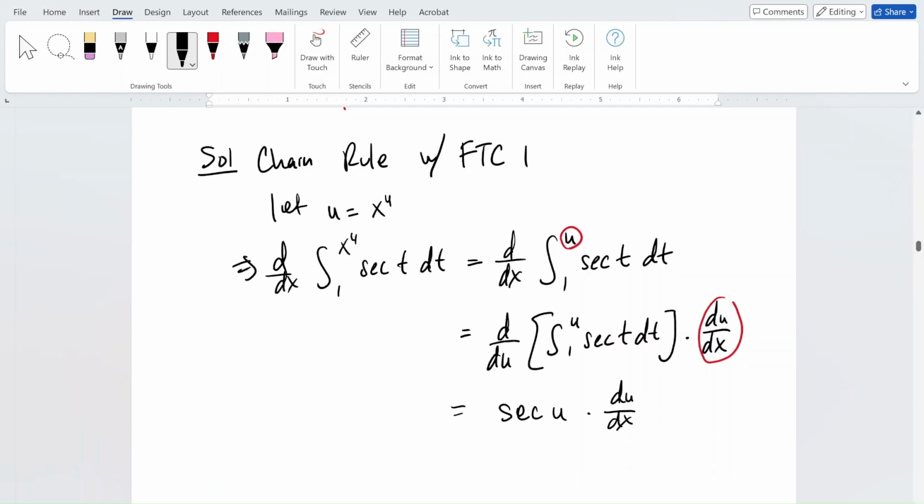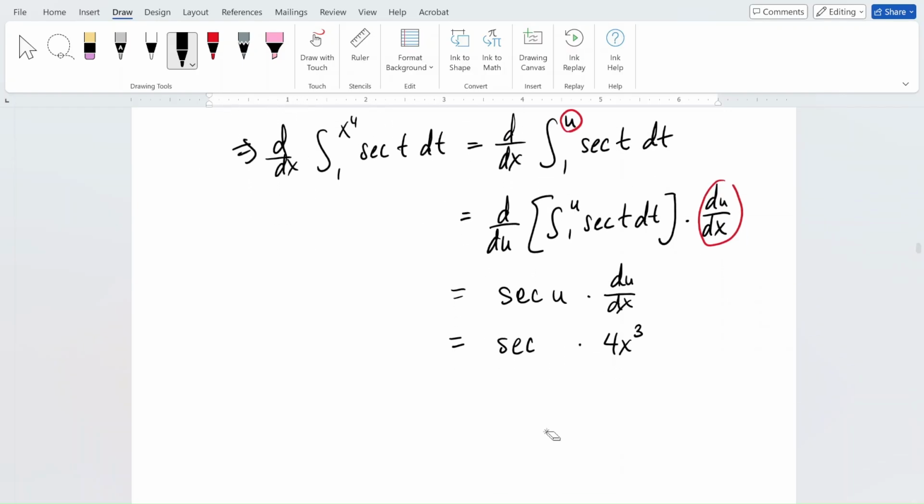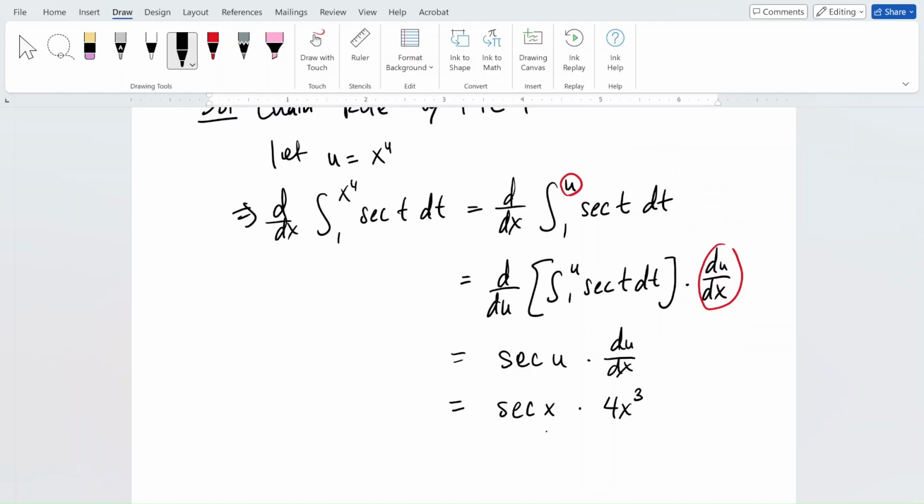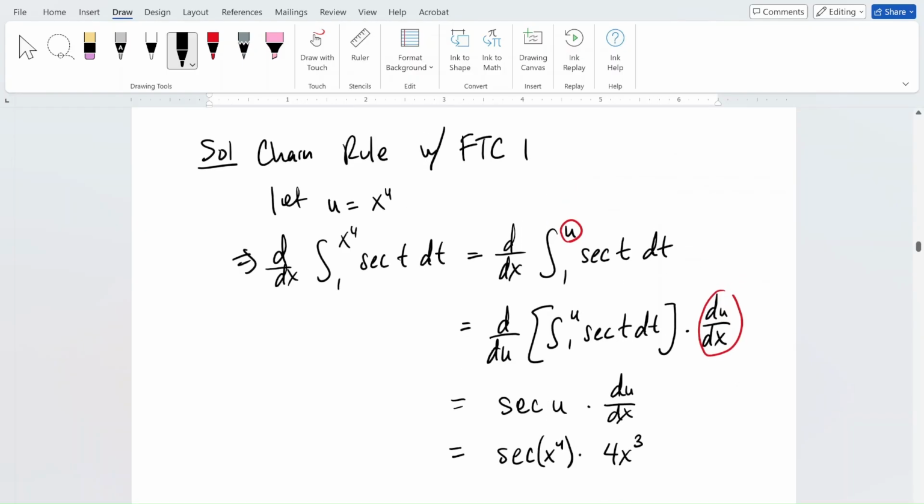Well, u equals x to the fourth, so take the derivative of that with respect to x. That becomes, using the power rule, secant of u times 4x cubed. But what is u? Well, u is x to the fourth, so I should really put that back in. And that is what we get.